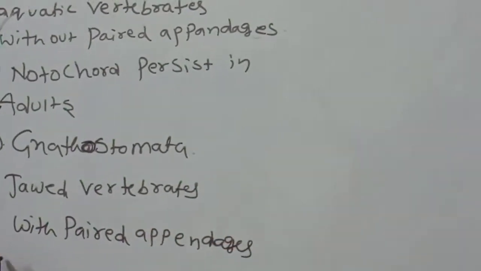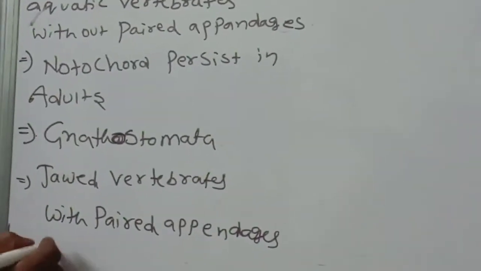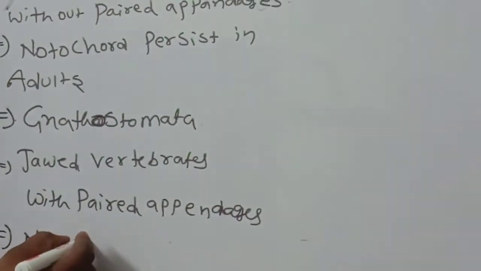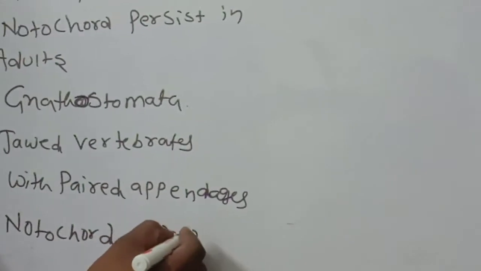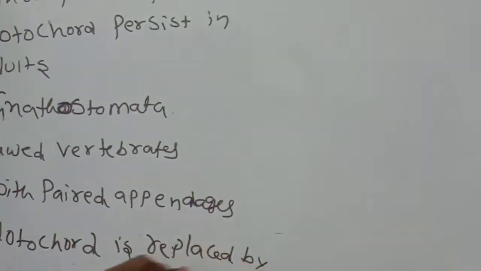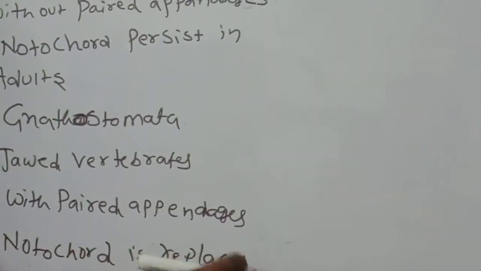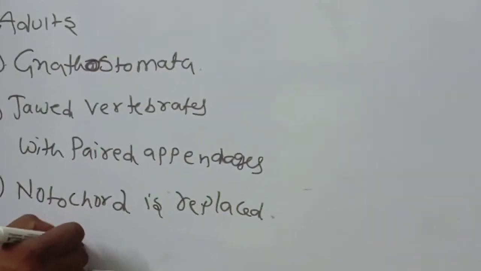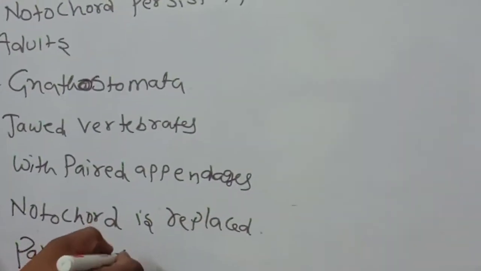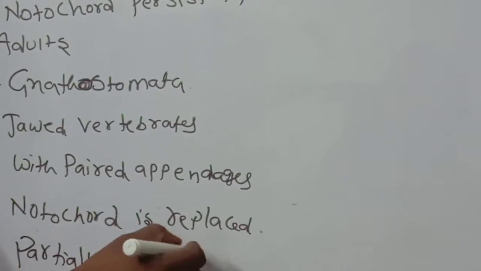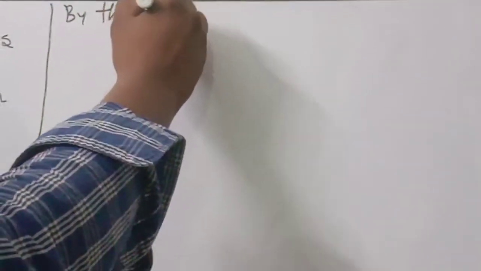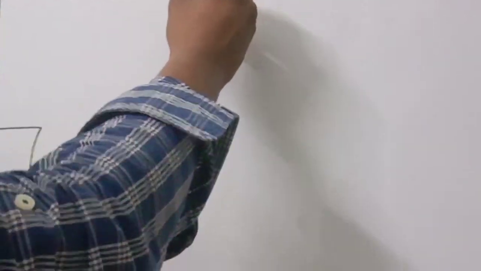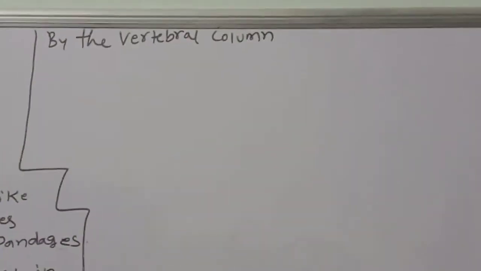Okay, children. Next important one: in the jawed Gnathostomata, the notochord is replaced partially or wholly by the vertebral column. This point is also very important.